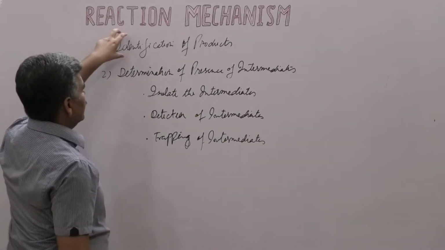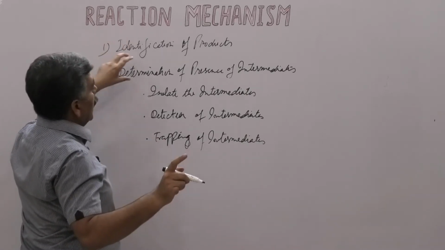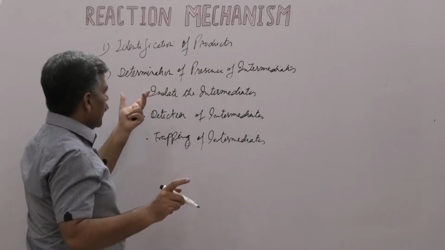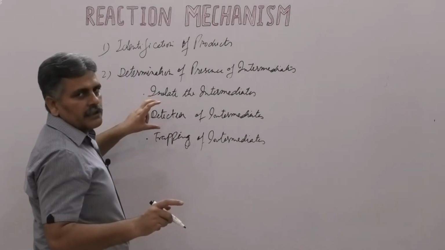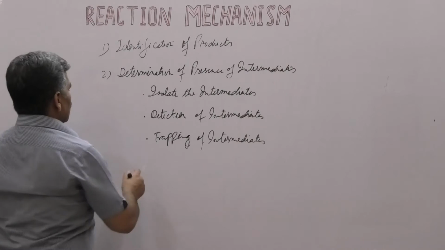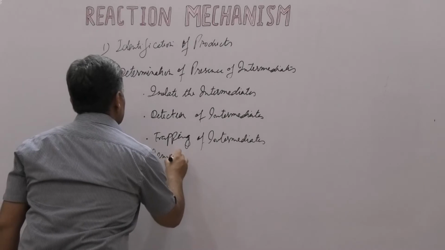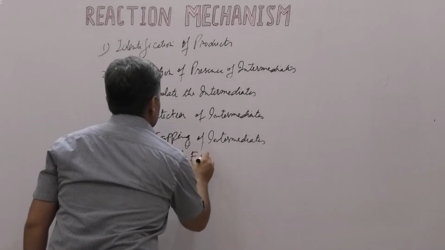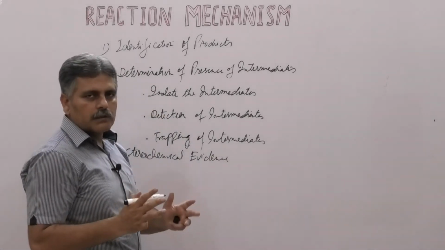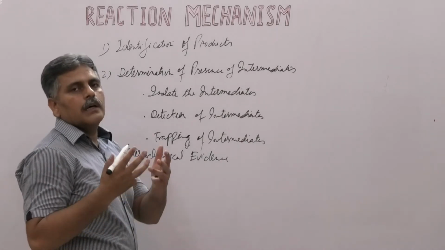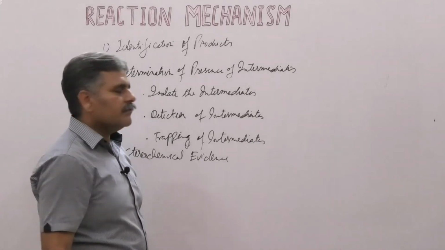So, it means the first method is identification of the products. It is helpful for the determination of reaction mechanism, as is the presence of intermediates. If we can isolate, detect or trap the intermediates, these are also helpful in the determination of reaction mechanism. The third one is the stereochemical evidence, the stereochemistry of the products. If the product has the ability to be present in more than one stereoisomeric form, then it is helpful in the determination of reaction mechanism.